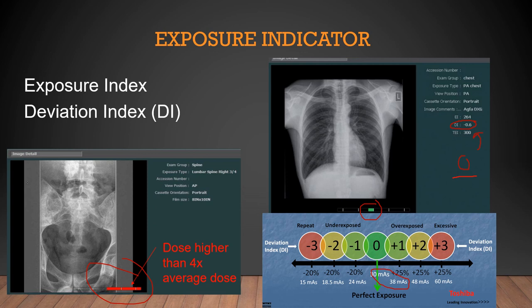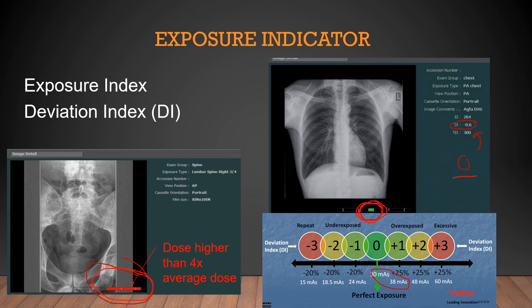Now, in saying this, sometimes the physicians will say to you, just go ahead and take a look for making sure you're within the green. This is within the green because the DI number is 0.6. So that is fine. That is a good exposure. But when we look at this image on the bottom left, that one is overexposed 4 times the average dose. So that patient is in the red. When it's in the red or the yellow, you might want to go ahead and re-expose the patient.